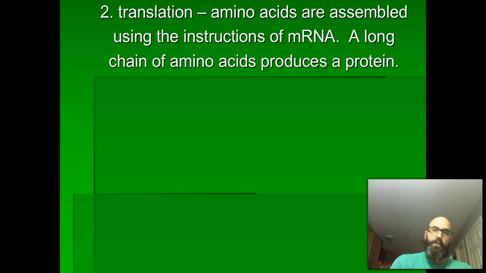After transcription occurs, you get translation. This is where the mRNA leaves the nucleus, goes out into the cytoplasm, and attaches to a ribosome. That ribosome then uses transfer RNA, or tRNA, to bring in amino acids and assemble them into a long chain. Once that chain becomes long enough and you reach the stop codon, that chain breaks off and you have a long sequence of amino acids, which is called a protein.